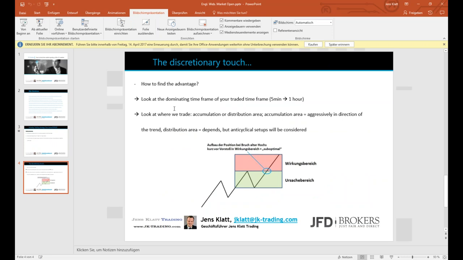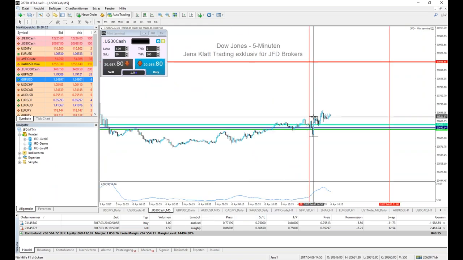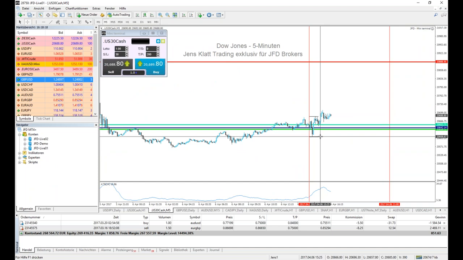Something we want to look at now is the discretionary touch. I've already presented you my discretionary touch, so how to find the advantage? It's not a setup you can't easily program. You already have the indicator I presented here. It's a breakout indicator, so you can easily tell it to buy the break, put the stop below the lows, and the market has to trade above the 200 SMA, simple moving average. You can easily program this with an expert advisor. It's no big deal. But nevertheless, I do not like to trade it that way.